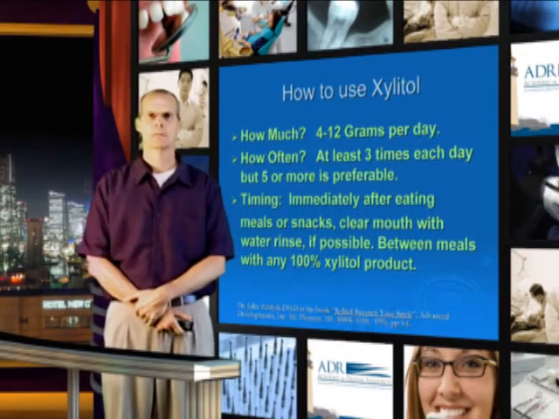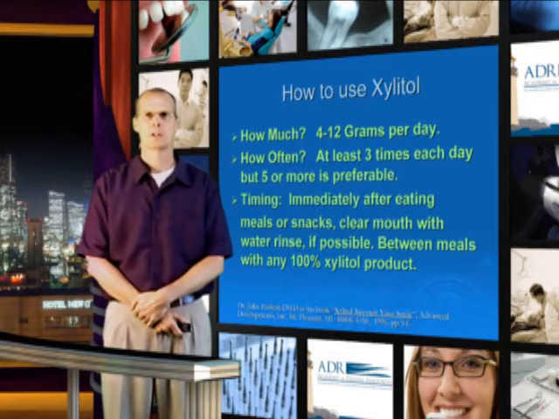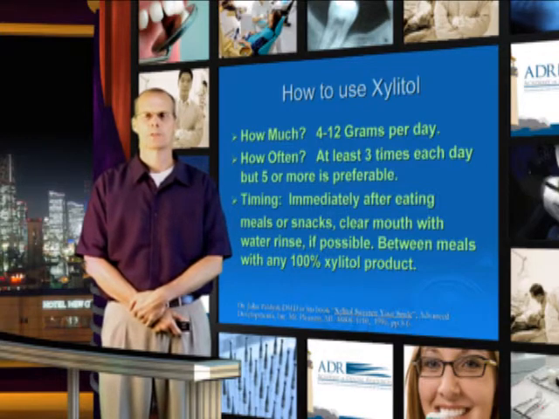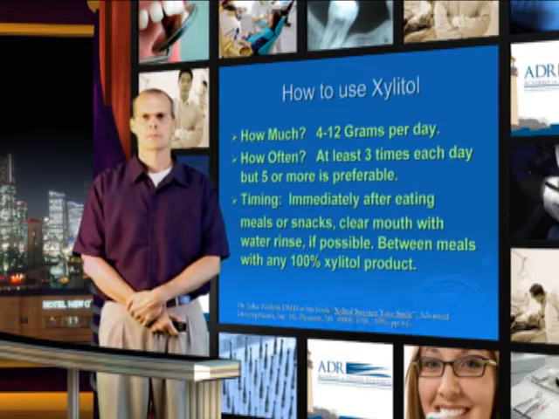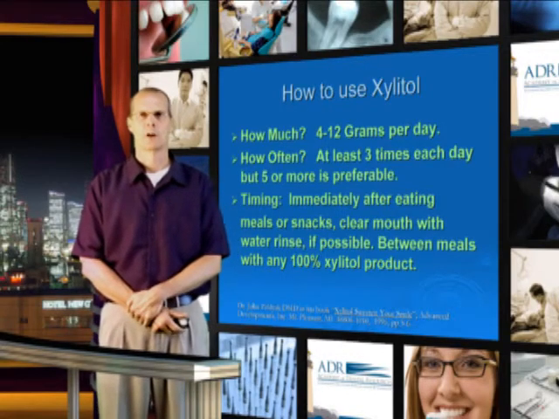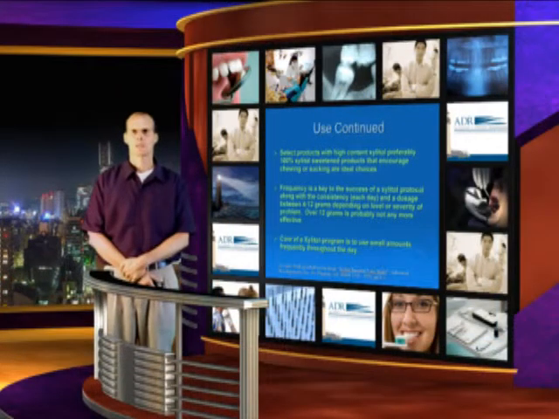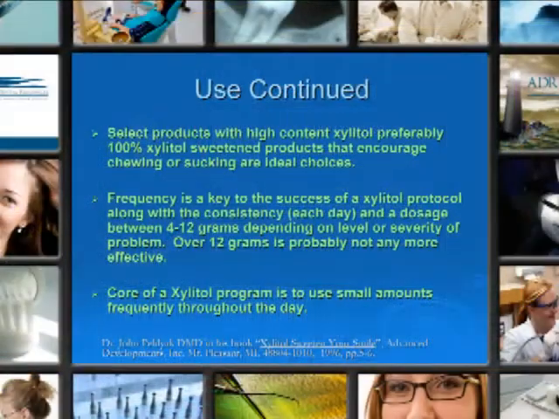How to use xylitol? How much? 4 to 12 grams per day. How often? At least 3 times each day, but 5 or more is preferable, again depending on the risk. Timing is immediately after eating meals or snacks. Clear the mouth with water or rinse if possible between meals with any 100% xylitol product. You need to select products with high content xylitol, preferably 100% xylitol sweetened products. Products that encourage chewing or sucking are ideal choices. Xylitol candies can be used to achieve the same results.